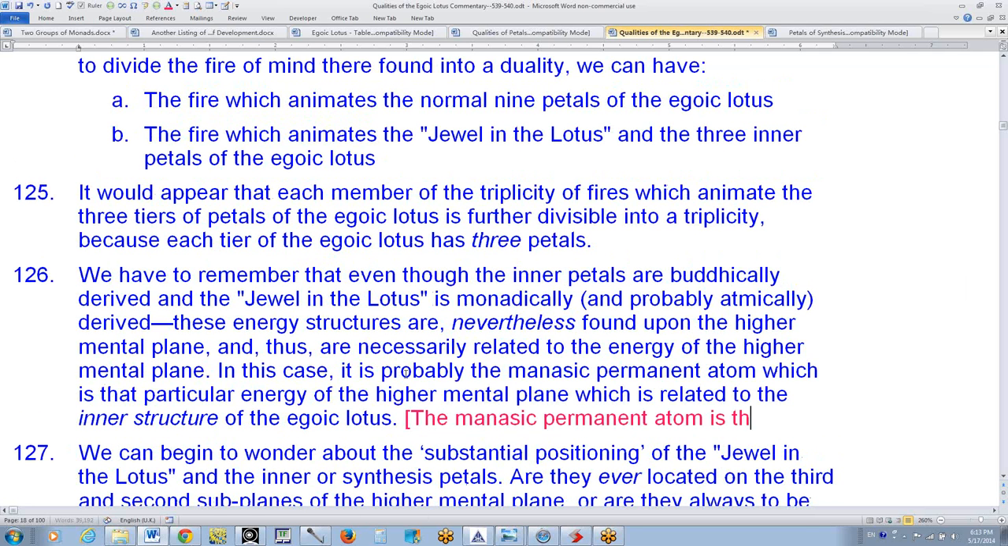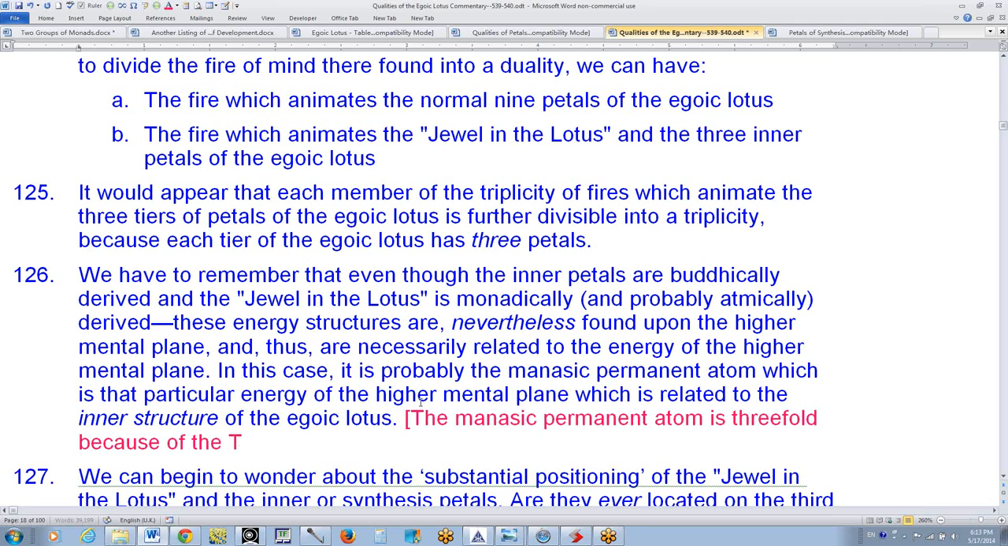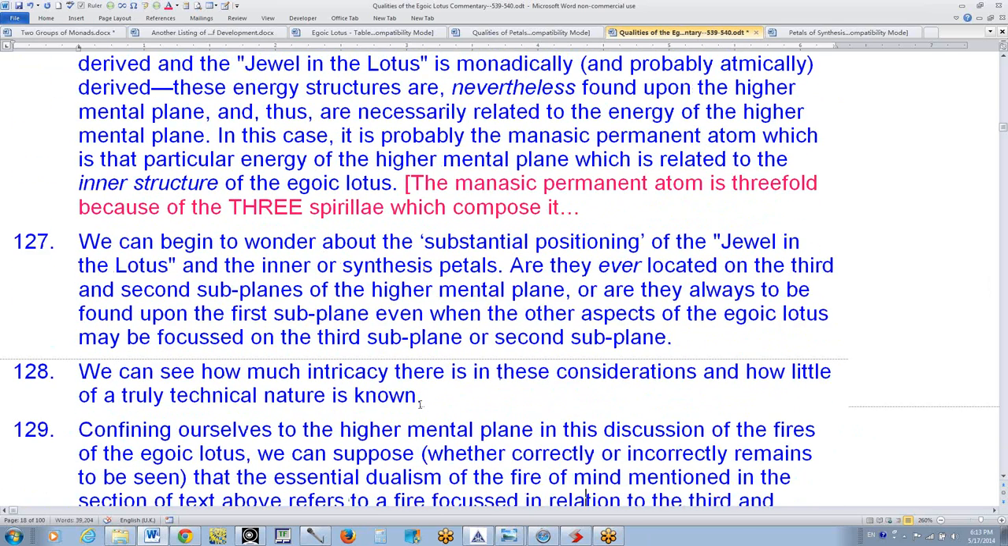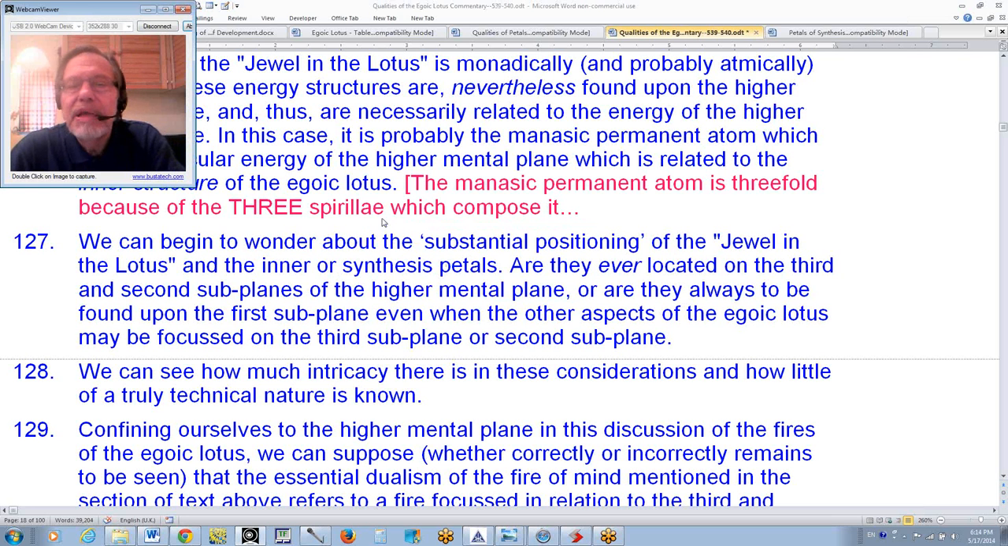The MPA is threefold because of the 3 spirillae which compose it. So we can begin to wonder about the substantial positioning of the jewel in the lotus and the inner or synthesis petals. Are they ever located on the 3rd and 2nd subplane of the higher mental plane, or are they always to be found upon the 1st subplane and even between the 1st and the 2nd, as it is sometimes said about between the 1st subplane of the mental plane and the lowest subplane of the Buddhic plane?